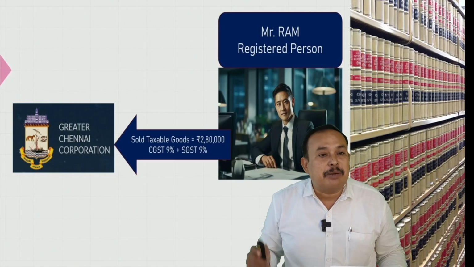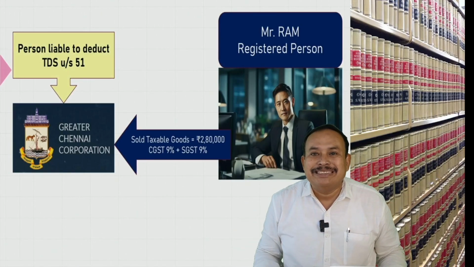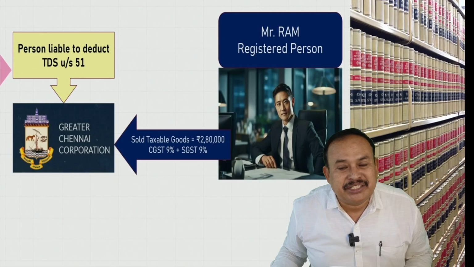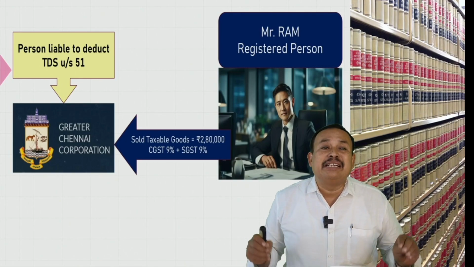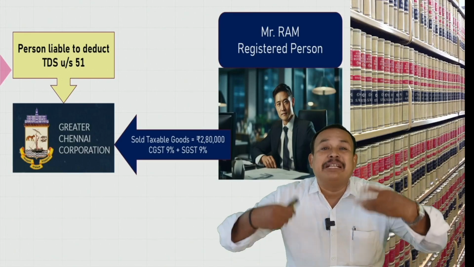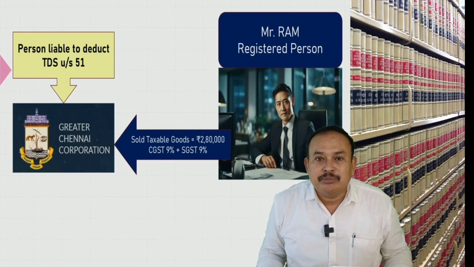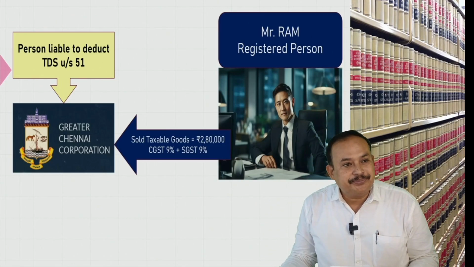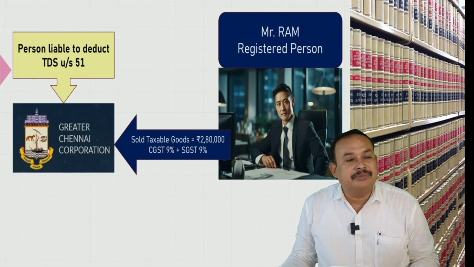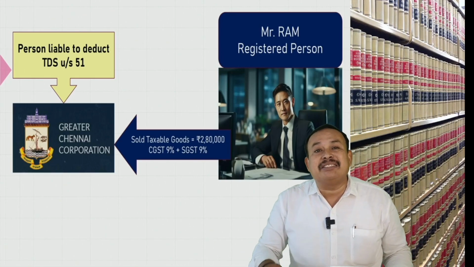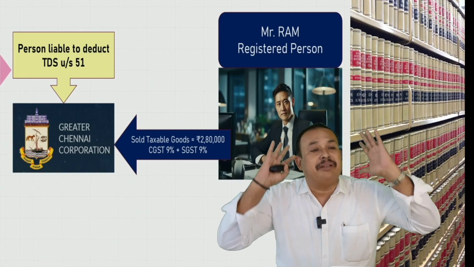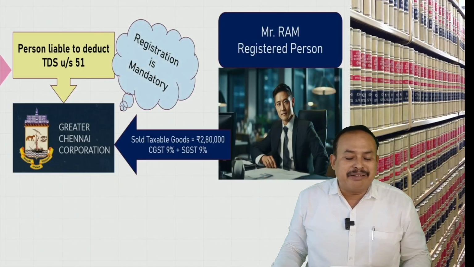But with the Greater Chennai Corporation being the recipient, TDS is applicable. Who is liable to pay TDS? The Greater Chennai Corporation. Then the Greater Chennai Corporation should make an application for registration as a TDS deductor. You get my point? Are you getting my point? To get such a registration as a TDS deductor is mandatory for the Greater Chennai Corporation. So, registration is mandatory.